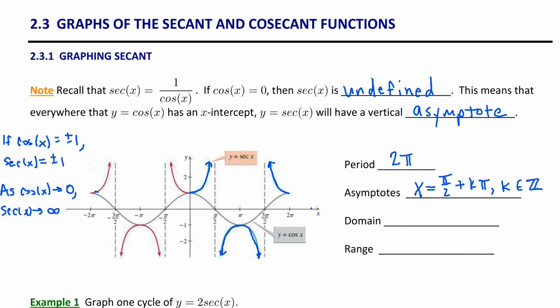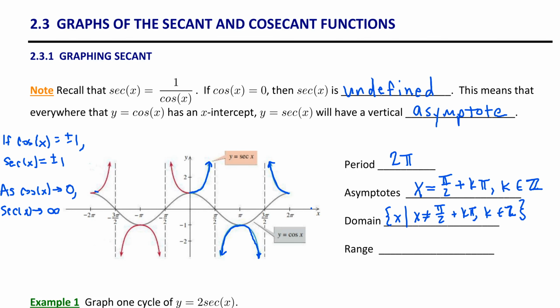Now, the domain of secant is going to be everywhere except where those asymptotes occur. So the best way to describe the domain of secant is using set builder notation. Interval notation is pretty difficult when you have an infinite number of intervals. So we're going to say the domain is the set of all x such that x is not equal to the values of these asymptotes, pi over 2 plus k pi, and it's necessary to specify that k is an integer.